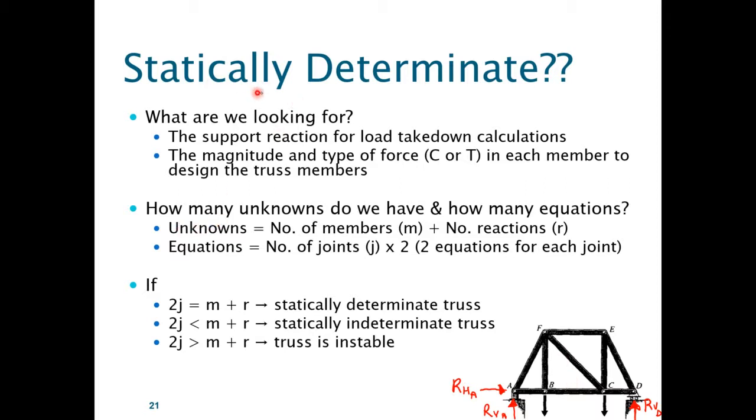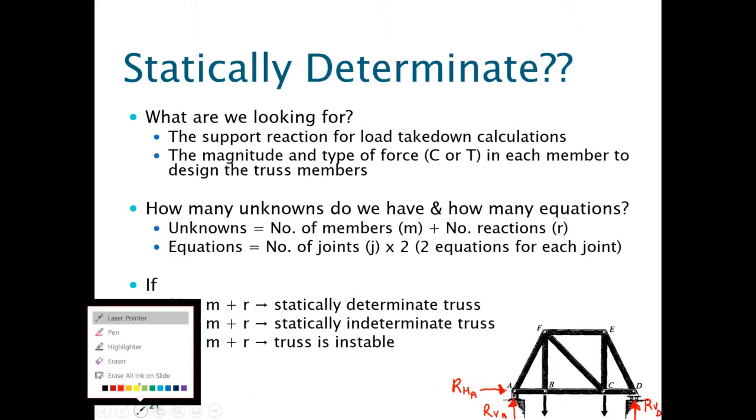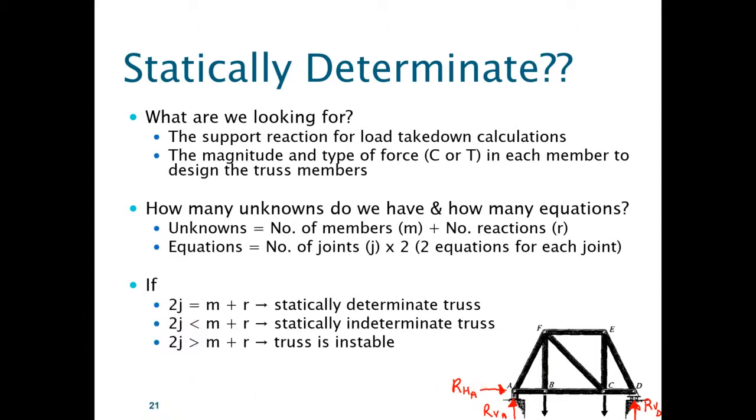So how do we determine whether it's statically determinate or not? Well, how many unknowns do we have and how many equations do we have? Let's start with the unknowns. The unknowns are the number of members and the number of reactions, because we need to know the force in each of the members and the reactions. Every member is an unknown because we don't know the force in each of those members. And every reaction is an unknown as well because we don't know the magnitude of those reactions, and we might not even know the direction.